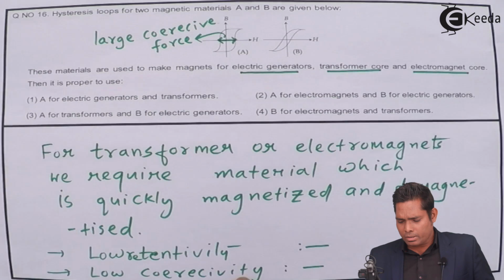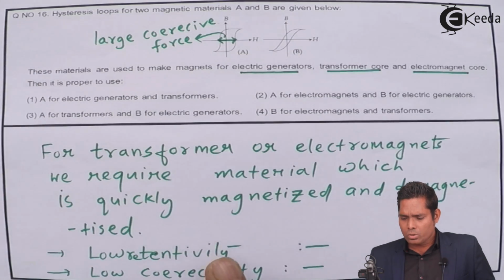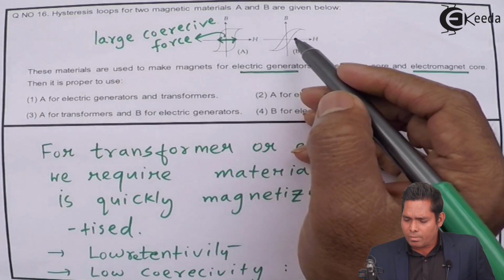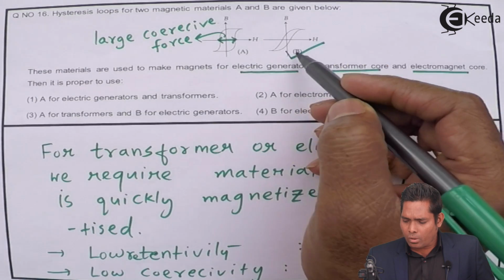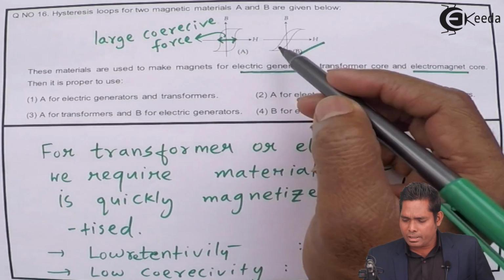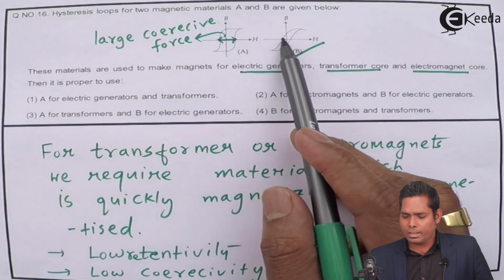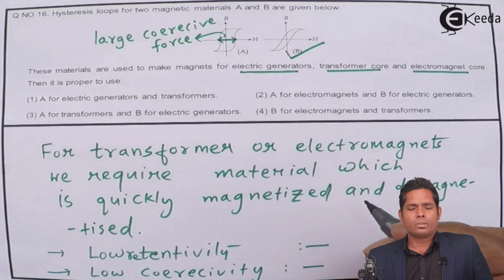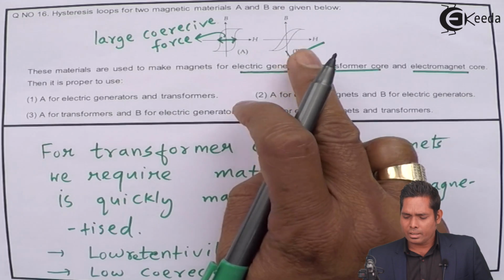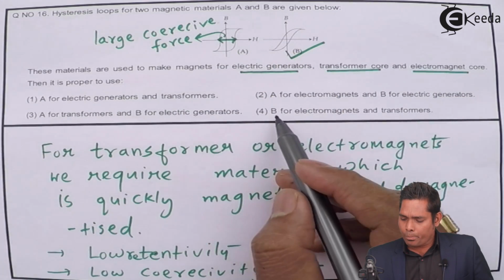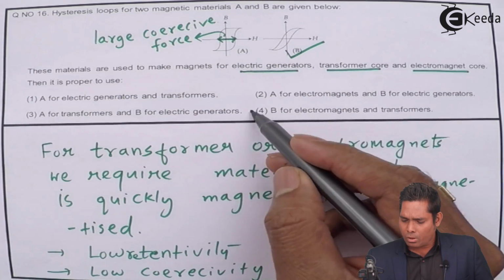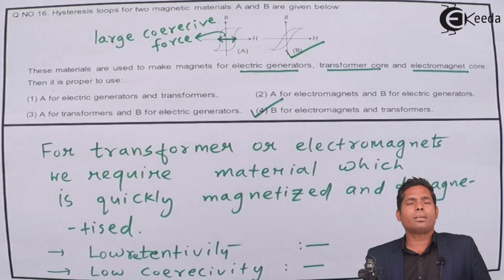It should have low coercivity and low retentivity. So for this purpose, this one, the B one, is correct. This material is the correct material because it has low coercivity and low retentivity. So that is why this is the correct choice. So B for electromagnets and transformers, so option number 4 is correct. Okay, thank you.